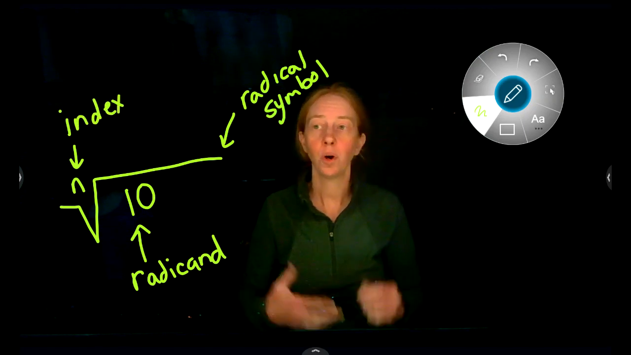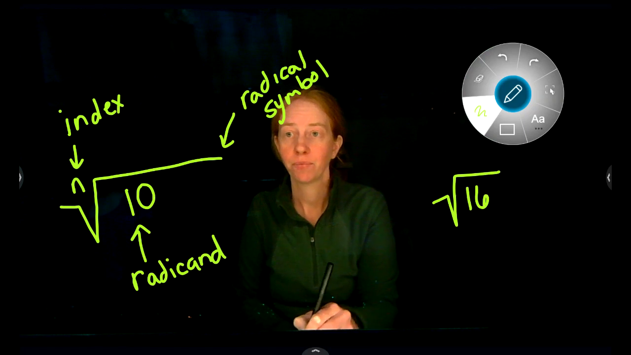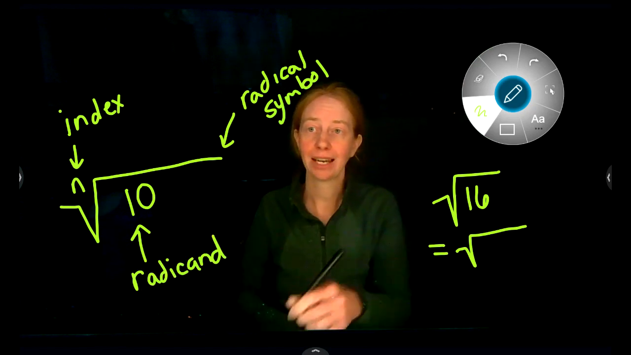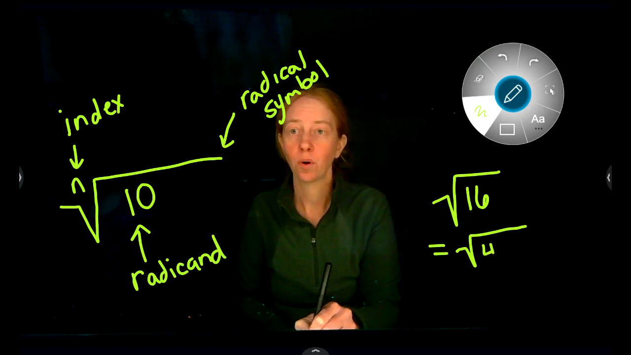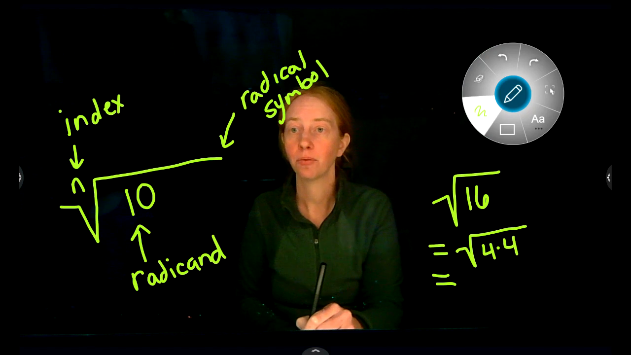So when you have a square root like this, square root of 16, you know that that truly means what is it that we multiply together to get 16? 4 times 4. And so the square root of that is 4.